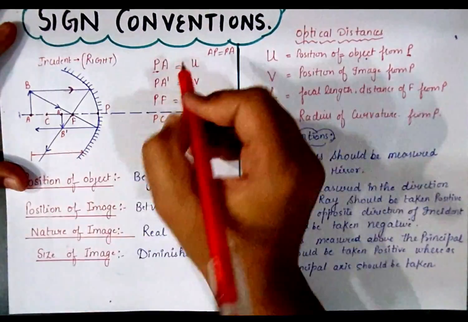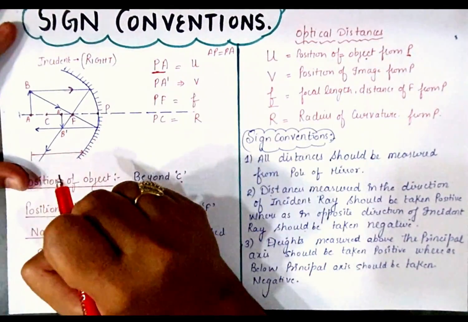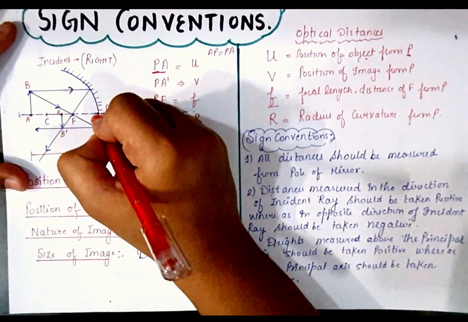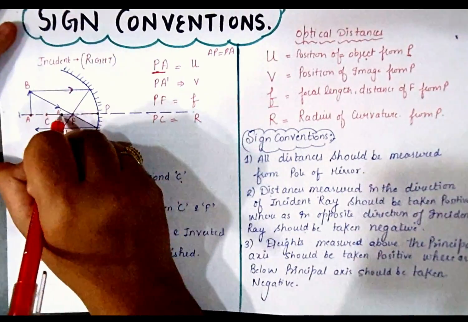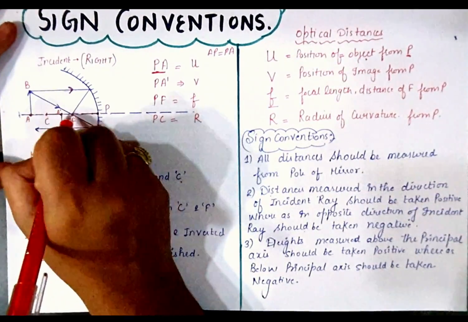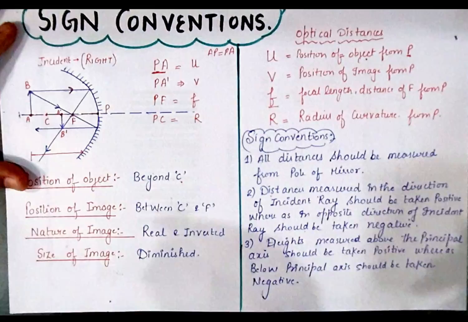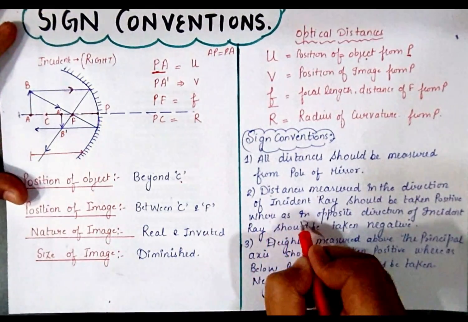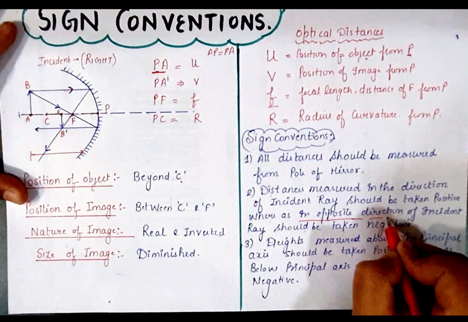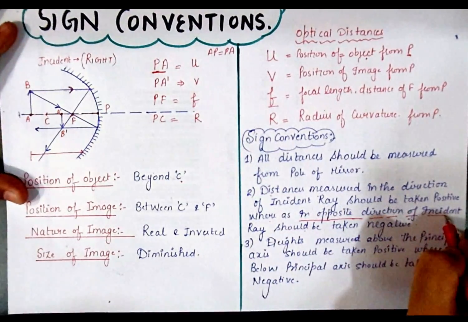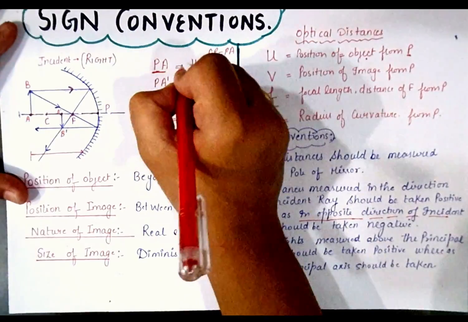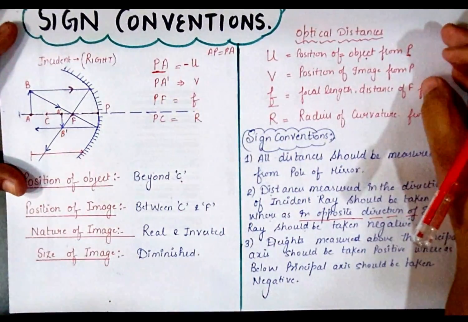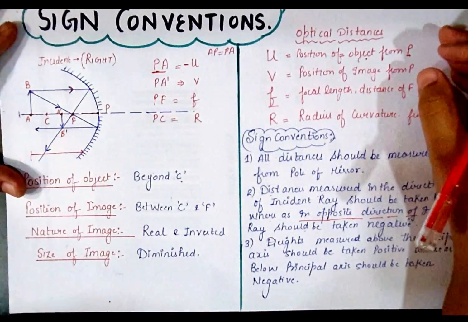Now, if I have to measure PA, in which direction do I have to go? Let's see, PA. I am going in the left direction. Can you see? What my convention says is that a distance measured in the opposite direction of the incident ray should be taken negative. So students, here my PA is equal to minus U. This is how we apply the sign convention.